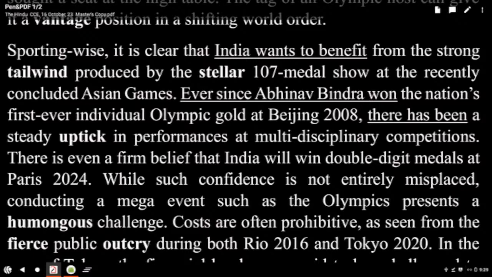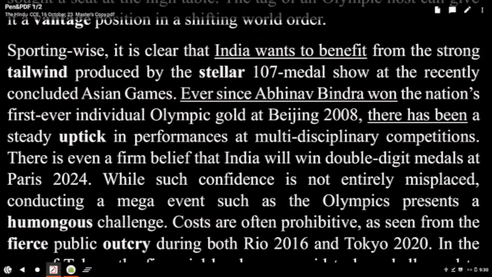Sporting-wise, it is clear that India wants to benefit from the strong tailwind produced by the stellar 107 medal show at the recently concluded Asian Games. For the first time, India has crossed 100 medals. I did one editorial last week, remember? It is a great accomplishment, and generally what happens when you achieve success, you want to achieve more.